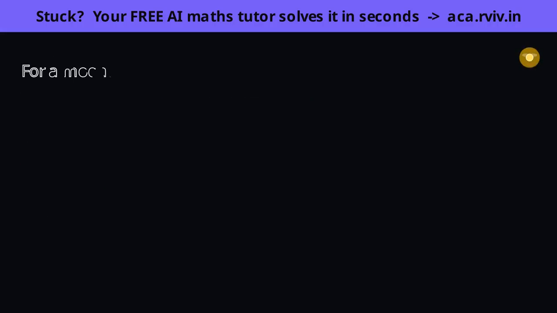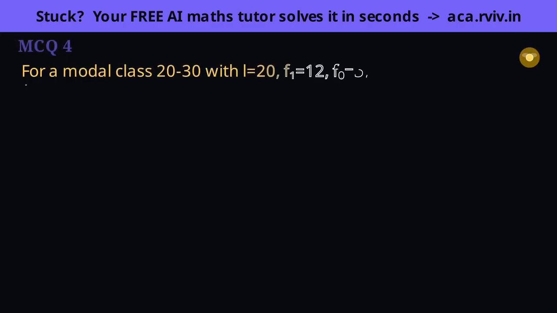Everything is handed to us, L, the three frequencies, and H, so just substitute into the grouped data mode formula, remembering the denominator is twice F1 minus F0 minus F2.